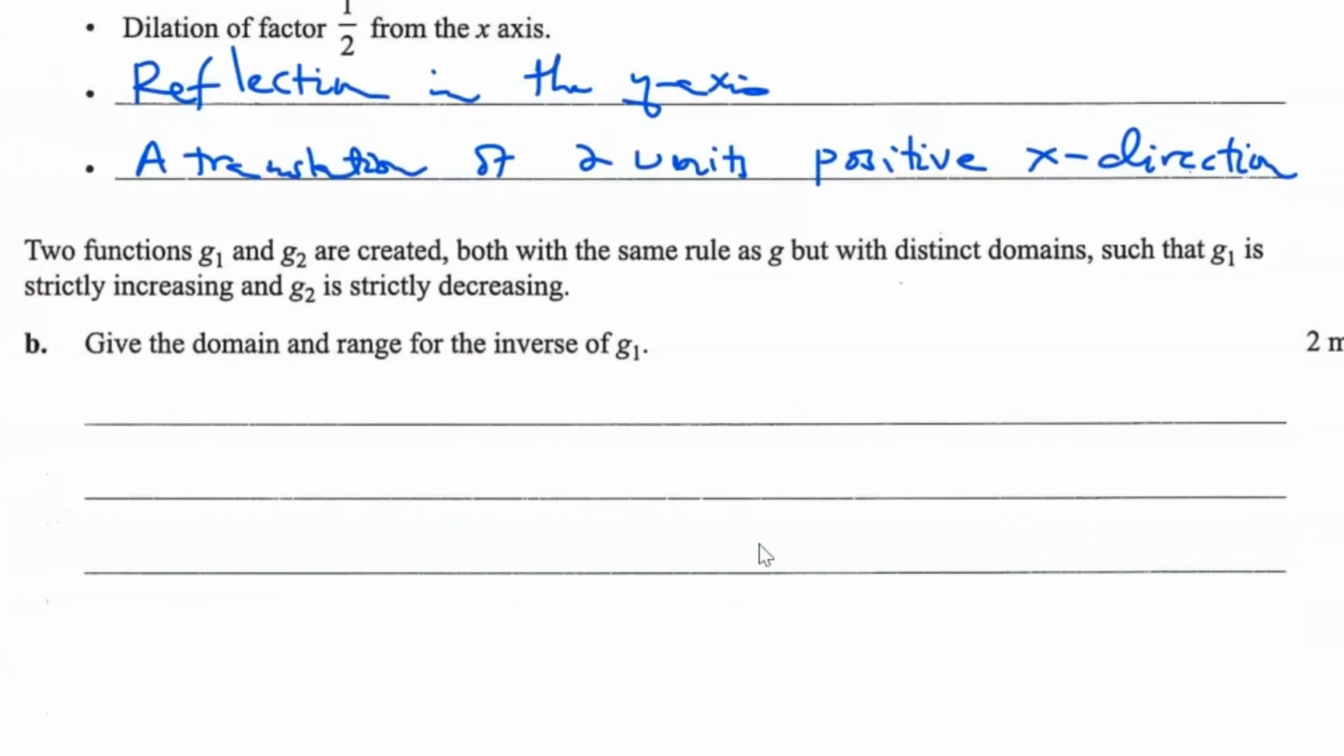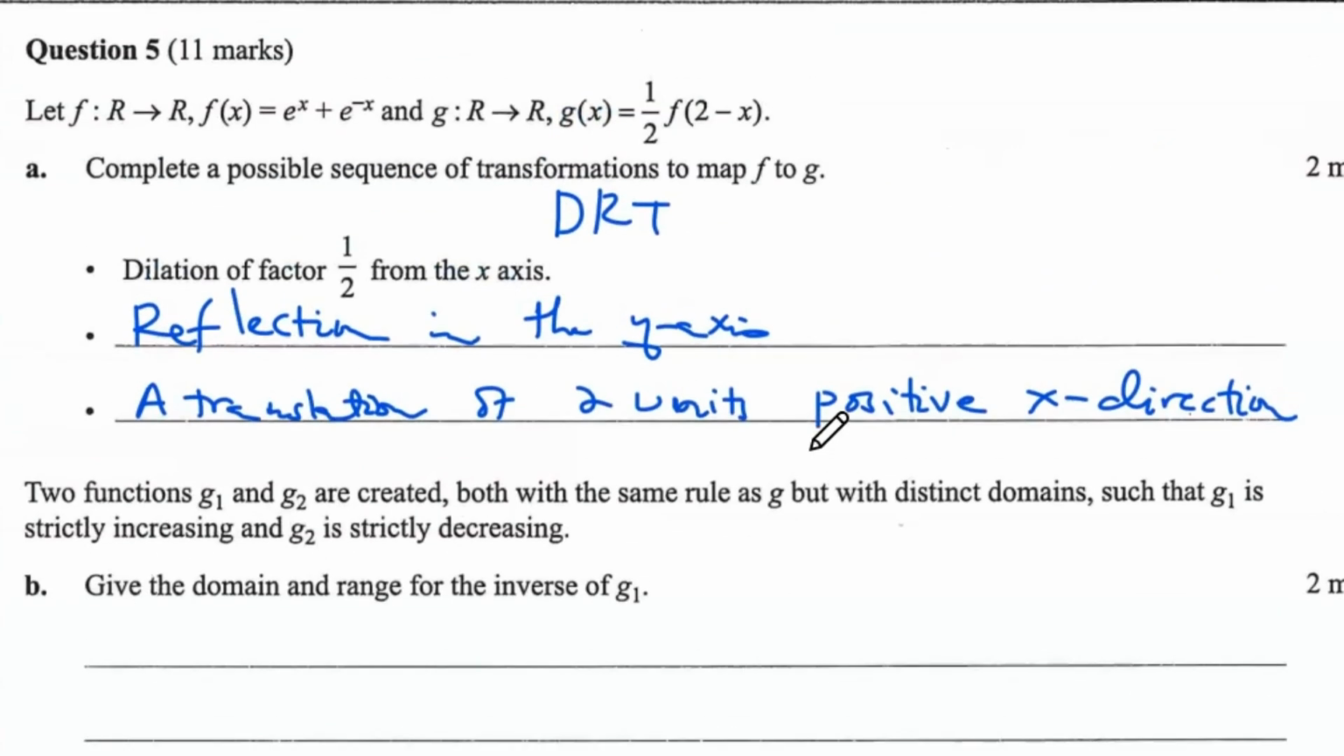All right, now two functions g1 and g2 are created both with the same rules as g of x with distinct domains, such that g1 is strictly increasing and g2 is strictly decreasing. Give the domain and the range of the inverse of g1. All right, now g1 is the same as that.